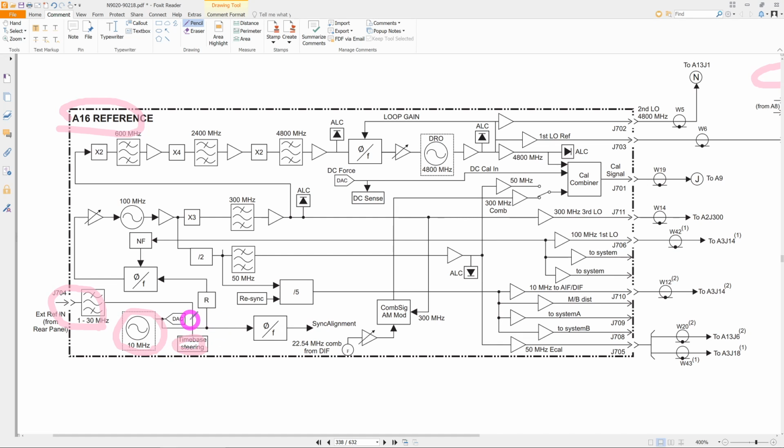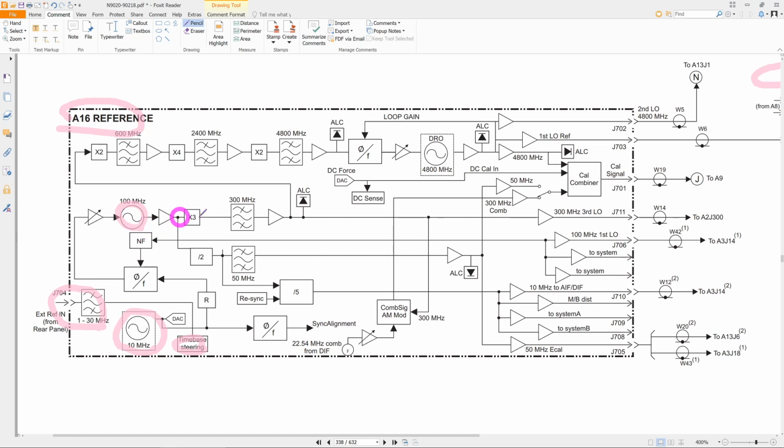And then we can see what happens to that. There's a 100 megahertz VCO in here. This 100 megahertz VCO, the phase frequency detector, directly connected to the 10 megahertz output, and therefore we are locking a 100 megahertz VCO to the internal 10 megahertz reference. And then this 100 megahertz goes through a ton of different things.